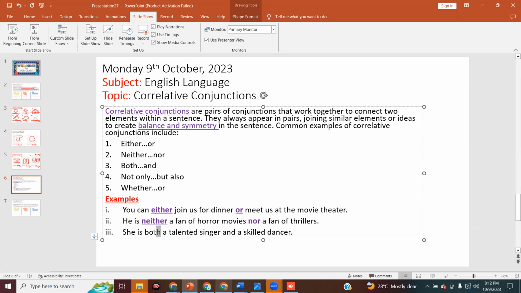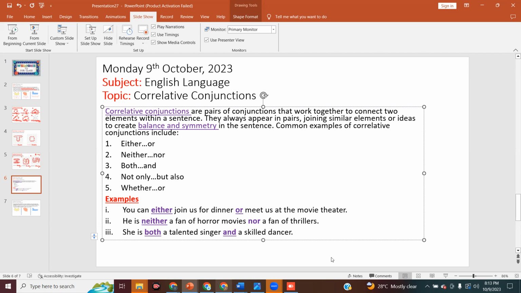So what are the correlative conjunctions for this one? Both and. Good. And so here the correlative conjunctions are used to emphasize the inclusion of both. It tells us two things about her: she's a talented singer and she's also a skilled dancer.